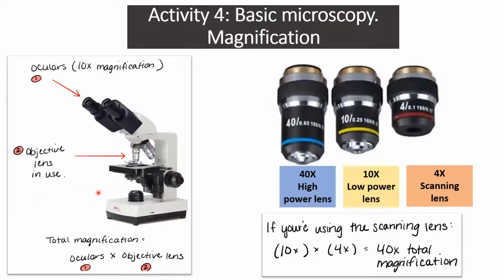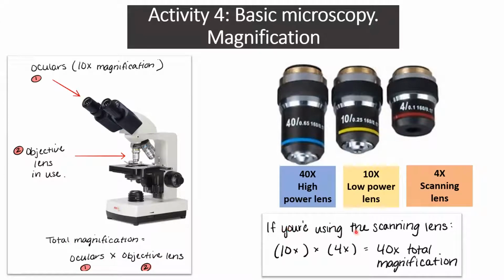So we're first going to cover magnification. Your oculars will give you some magnification. This is going to be 10x magnification you're going to get from your oculars. Your objective lens will also give you magnification. So if you are using your 4x scanning lens, it would be giving you a 4x magnification through your objective lens. So the way to calculate total magnification is to take both of these into consideration. You need to multiply your ocular magnification by your objective magnification. So your total magnification will be oculars times objective lens.